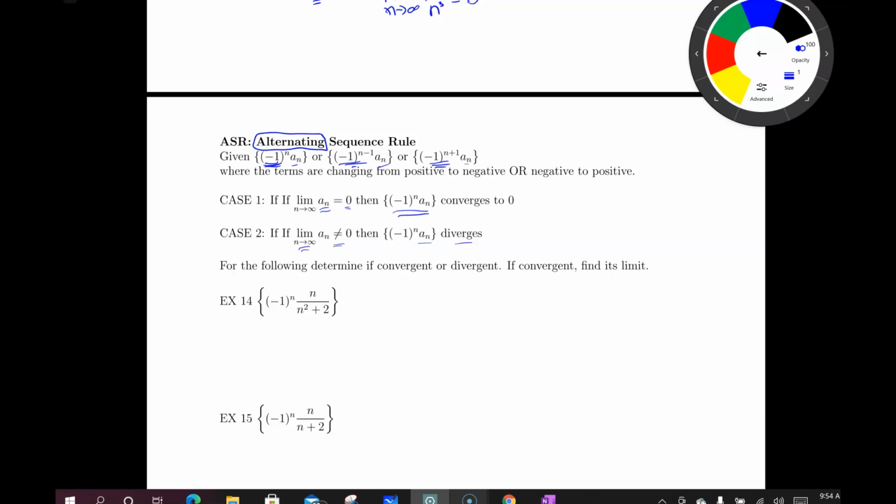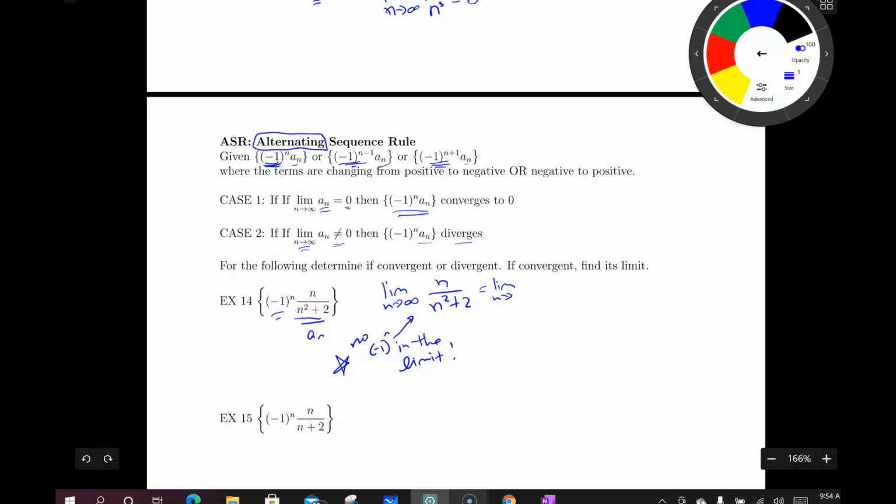Okay, so let's just take a look at some of these. So this right here is the a sub n, right? So what I'm being told to do is take the limit as n goes to infinity of the a sub n. Notice there's no -1 to the n in the limit. That's a really big deal. You can't take a limit with a -1 switching. So there's no -1 in there. Big deal. So if I take the limit of this, taking highest powers, I get n over n squared, cancel, I get 1 over n, the limit is 0.